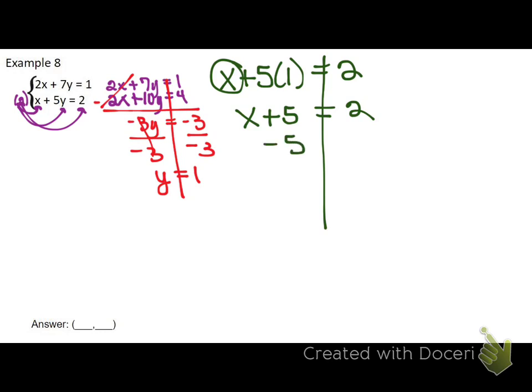Subtract 5 from both sides. And have x equals negative 3. So your ordered pair, your x value is negative 3, your y value is 1.